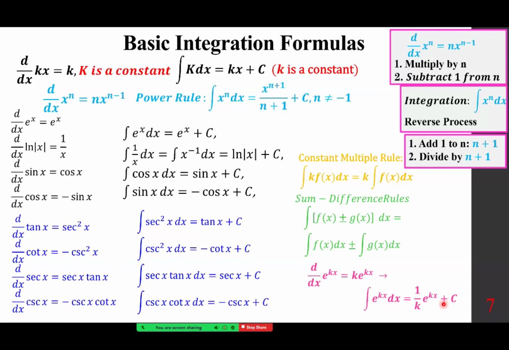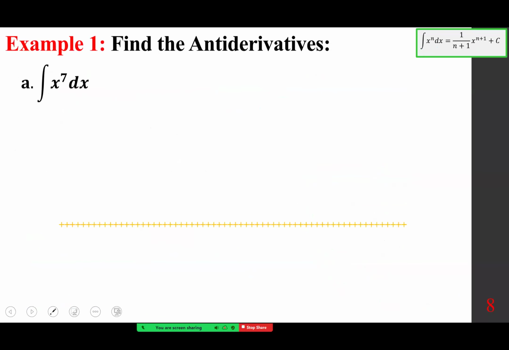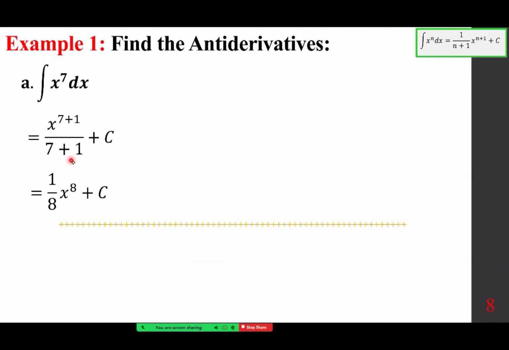So very straightforward. Starting with this example, the power rule is used, the integral of x to the power of 7 dx. So we add 1 to the exponent, and we divide by it, and a constant. So when we add 1 to the exponent, it becomes x to the power of 8, and this is 8. So 1 over 8, x to the power of 8, and a constant. Very straightforward.